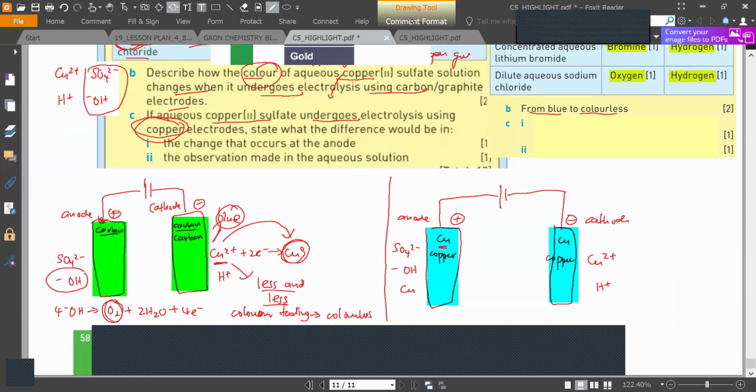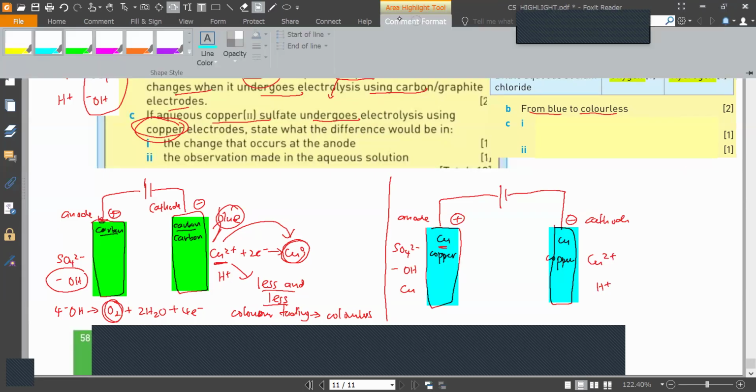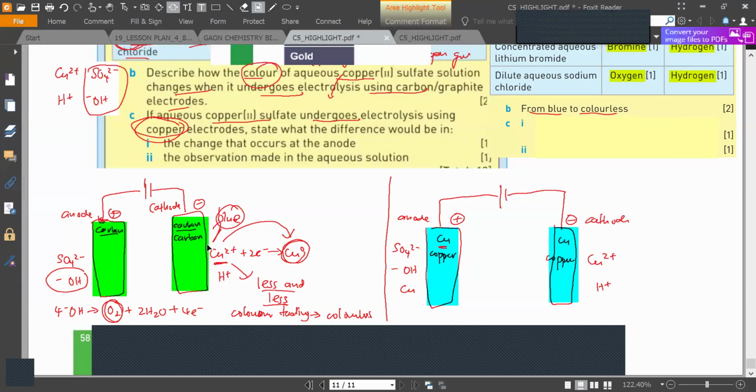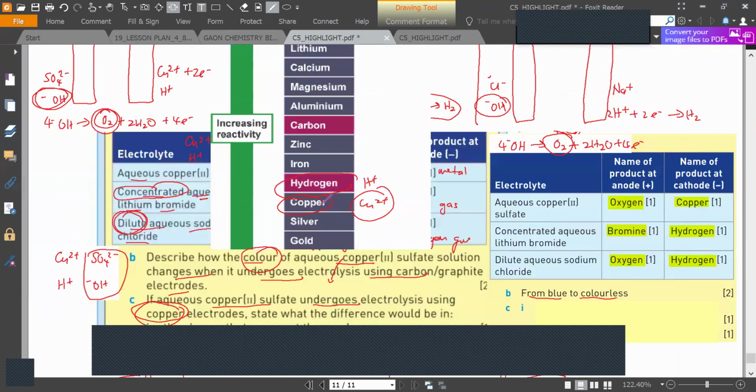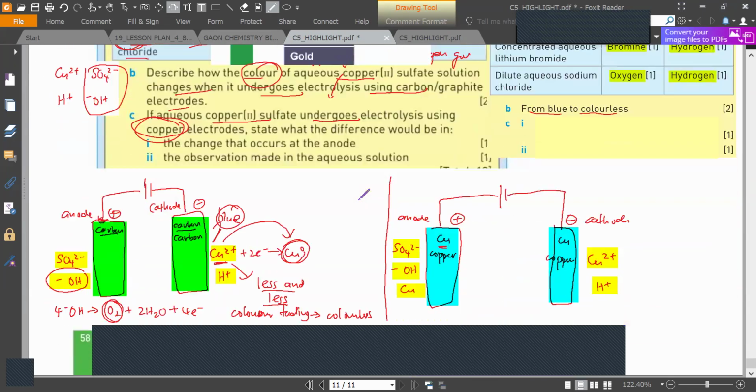So this is 1, 2 at the first electrode, and here we have 1, 2, 3. That's the difference; we have three things to choose from. We'll look at the cathode first. The copper ion is lower, so again the copper will react: copper 2 plus plus 2 electrons to get copper metal. No problem, this is still the same.